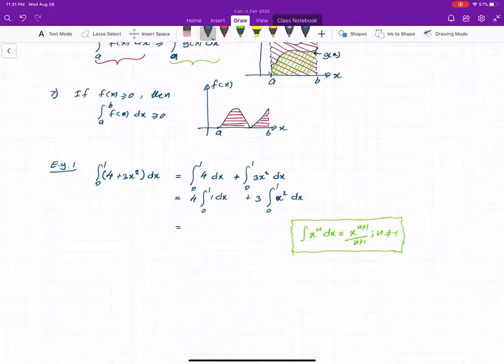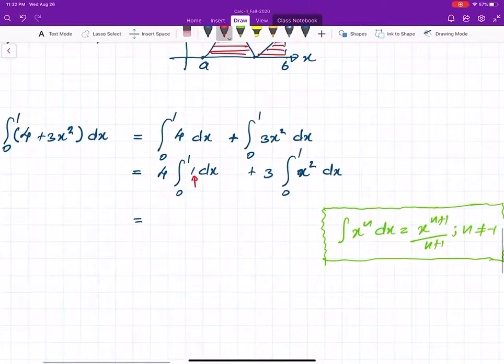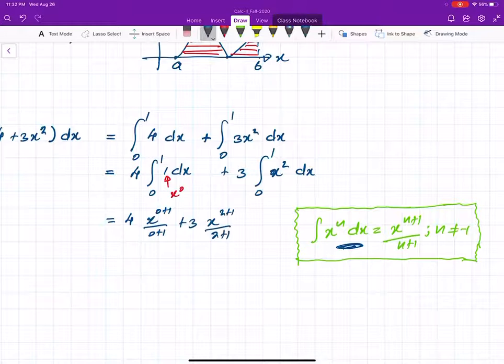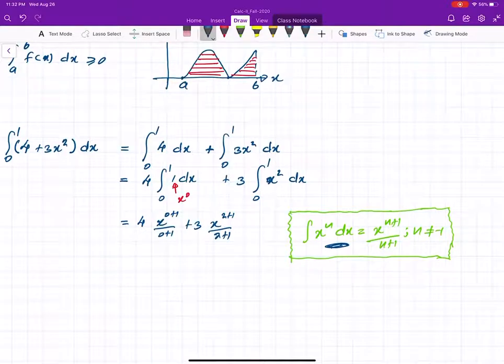Here 1 is actually x to the power 0. You could write this 1 as x to the power 0. That means here you have 4, this is x to the power 0. If you use this formula, you have x to the power n plus 1. n was 0, so 0 plus 1 is just 1. So here you write x to the power 0 plus 1 over 0 plus 1, plus 3, here x to the power 2 plus 1 over 2 plus 1. All right. And thereafter you have to apply these limits.